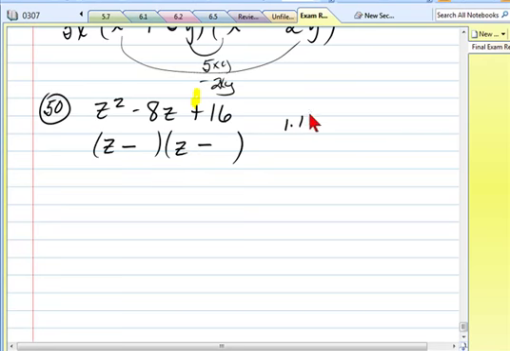Is it 1 and 16, 2 and 4, or 1 and 8? I'm sorry, I can't even multiply. I'm looking at the wrong number. 1 and 16, 4 and 4, 2 and 8. I apologize for getting off track there. It is 4 and 4.